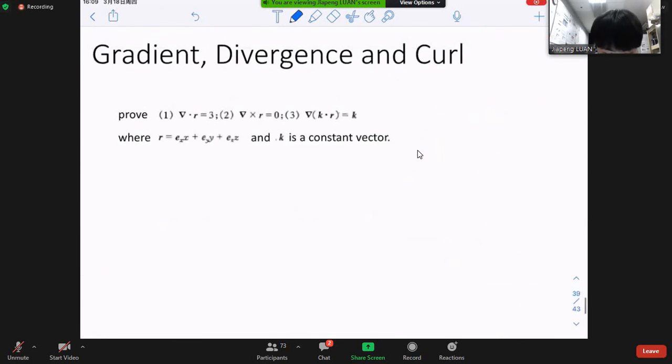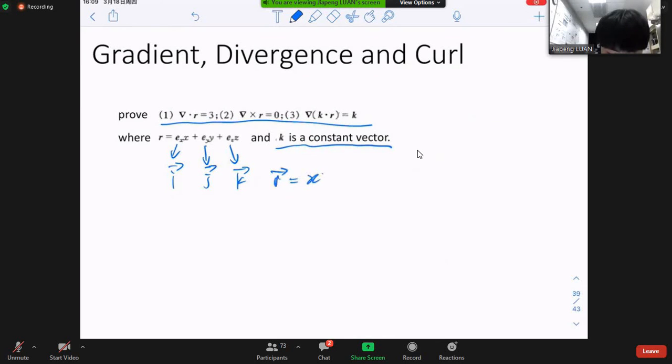And then another question, to prove these three equations, where k is a constant vector. Here you can see that ex is actually i, ey is j, and ez is k. They are the same representation. So this is r equals xi and yj and zk. Okay, and you need to prove these three equations.